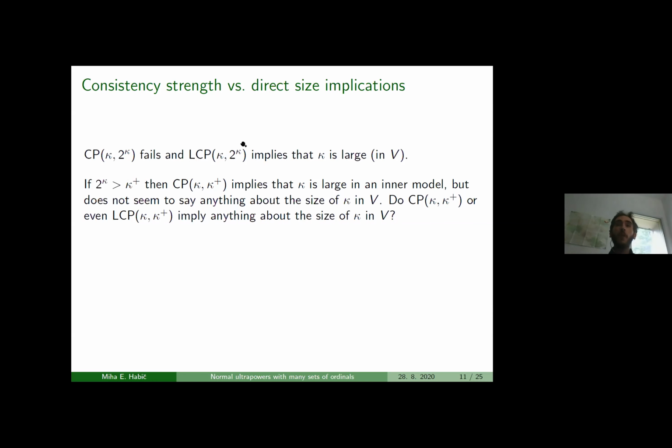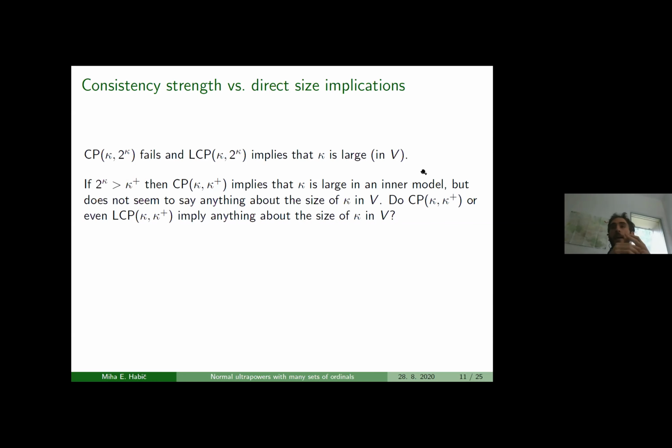Okay, so let's back away from 2 to the kappa a little bit and focus on kappa plus. If GCH fails at kappa, then by Cummings, we know that CP kappa kappa plus implies that kappa is large in an inner model, but it doesn't really say anything about the size of kappa in V, at least not apparently. So the question is, can we get direct implications about the size of kappa in V from weaker forms of capturing, or maybe even local capturing?